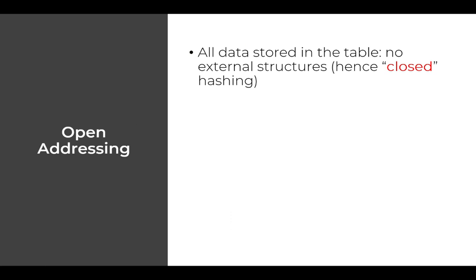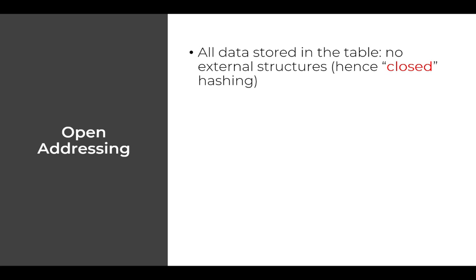All data stored in a table is the idea behind open addressing. There is no external structure. That's why we also call it closed hashing. In the event of a clash, the new item is stored in a different slot, hence open addressing, where the address is a slot. So given a key, the element may not be stored at its hash index, but at another one.